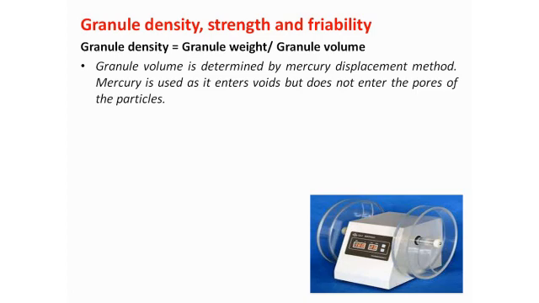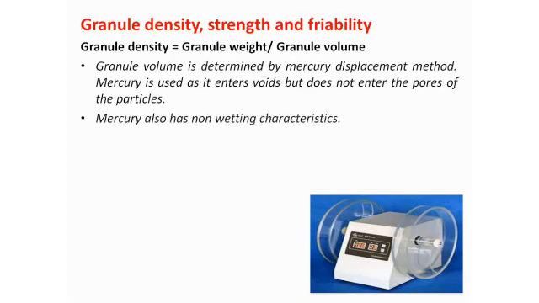Here we are going to use mercury, and the property of mercury is that it enters the void between the granules, but it never enters the pores of the particle. That is the plus point, the advantage. Thus we are going to use mercury.